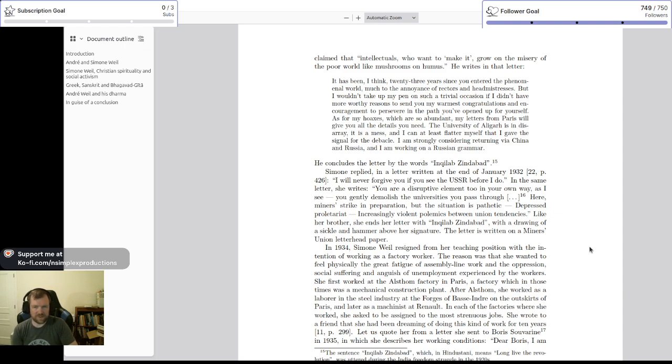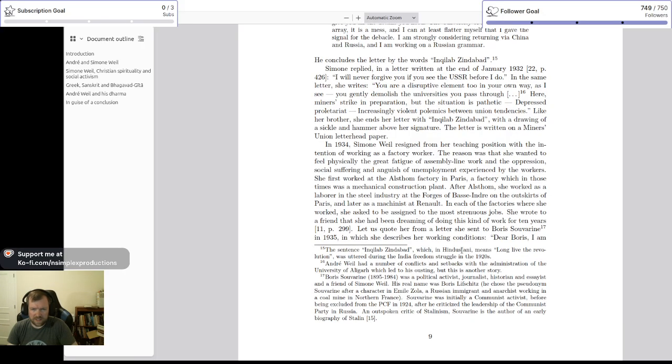He concludes the letter with the words, "Inquilab Zindabad," which in Hindustani means "long live the revolution," uttered during India's freedom struggle in the 1920s. Okay.